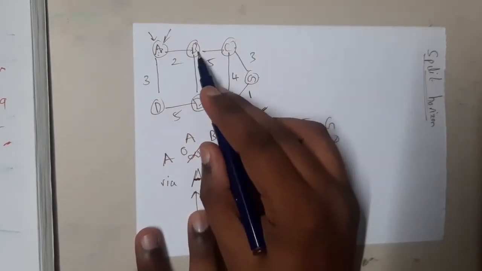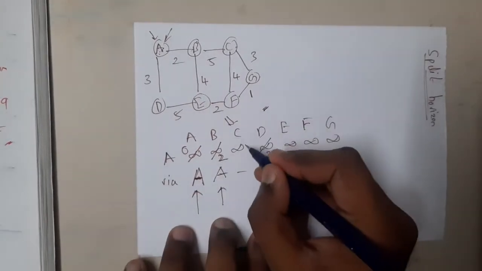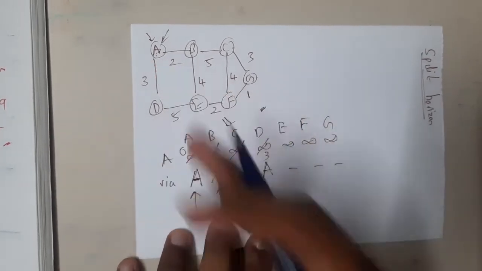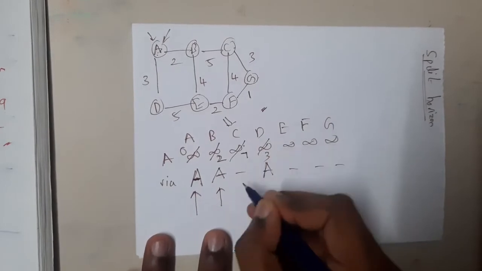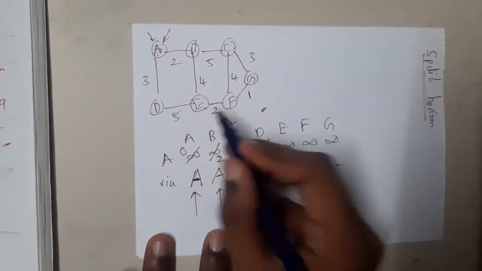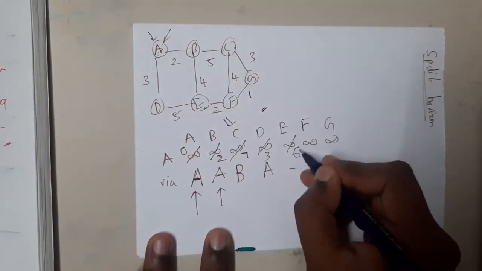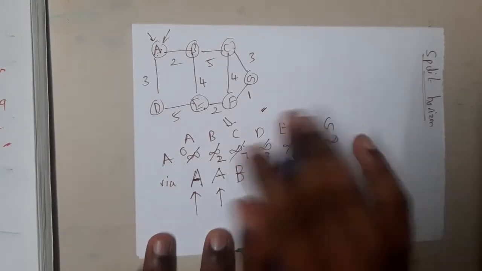With the help of B, what will be the cost, guys? It is nothing but 5 plus 2, right? The previous cost also I will calculate, because I am calculating the distance from A. So the cost to C will be 7, and I will be going with the help of B. From B, I can go to E also. It is nothing but 4 plus 2, which will be 6, right? Yes, with the help of B. So that's all I can go.